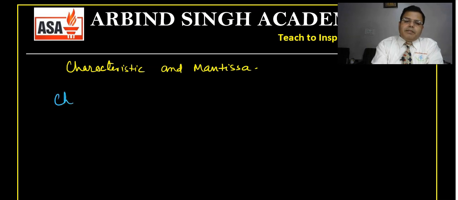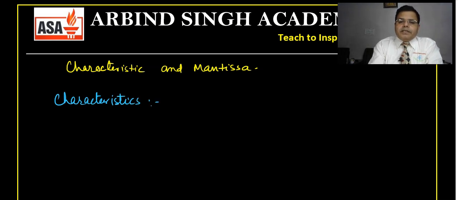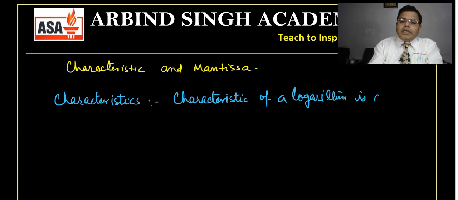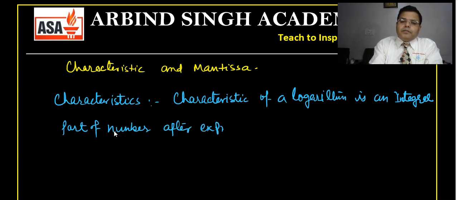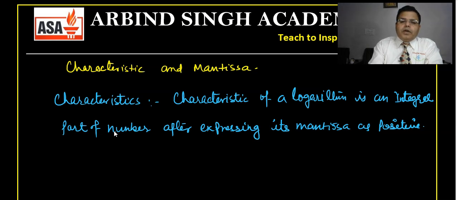So first of all, the characteristic of a logarithm. The characteristic of a logarithm is the integral part of the number after expressing its mantissa as positive, right? Positive. So how is that? For example, it is always one less than the number.